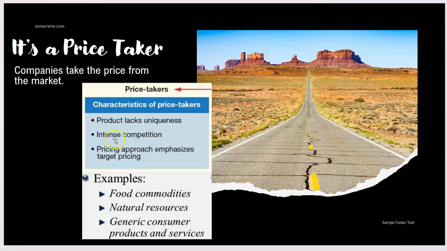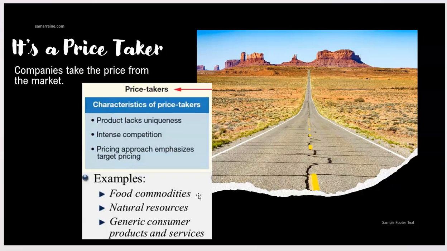Intense competition, lots of competitors, dozens of competitors. It's just too many to keep track of. Pricing approach emphasizes target pricing. What does that mean? You realize that the way you need to price your product is very much related to how other companies are pricing their products. If you price under, if you price over, you're going to get in trouble, and we're going to look at that.